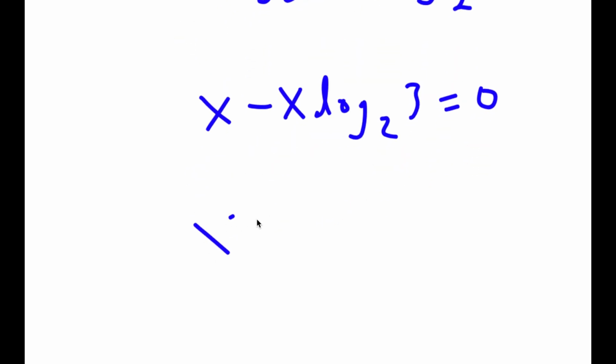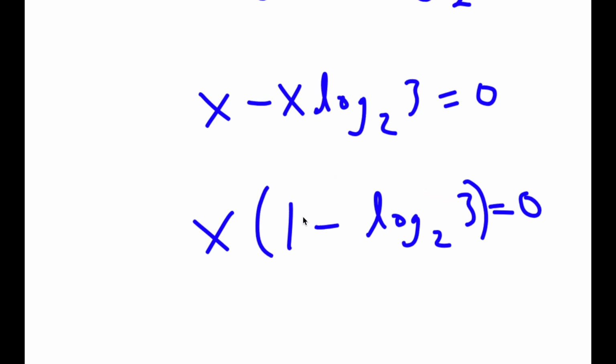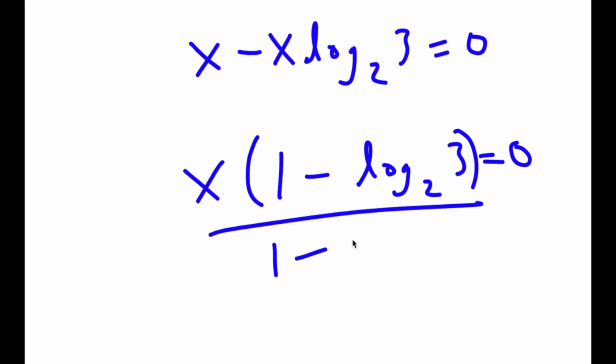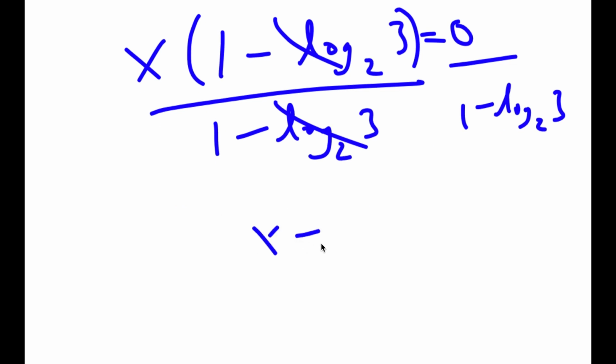Now if I factor out x, I get x times 1 minus log base 2 of 3 is equal to 0. And if I divide both sides by 1 minus log base 2 of 3, these two cancel out, and I'm left with x is equal to 0.